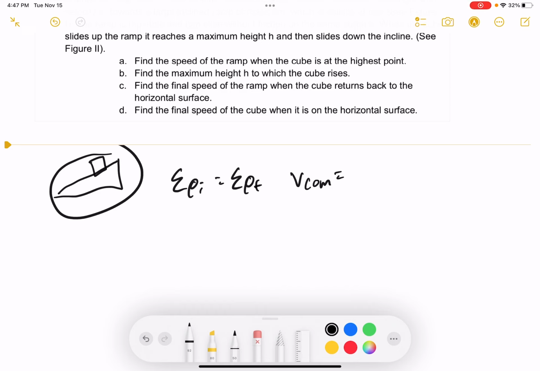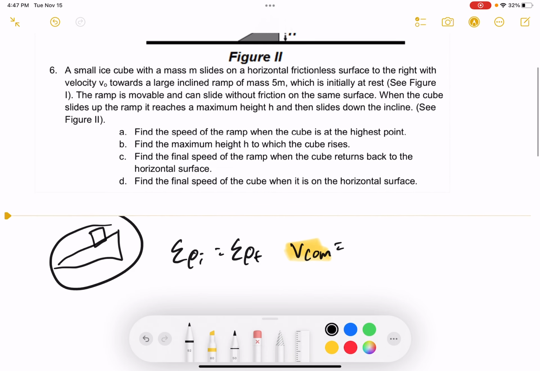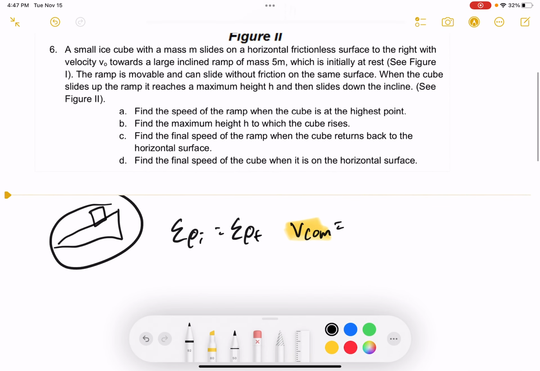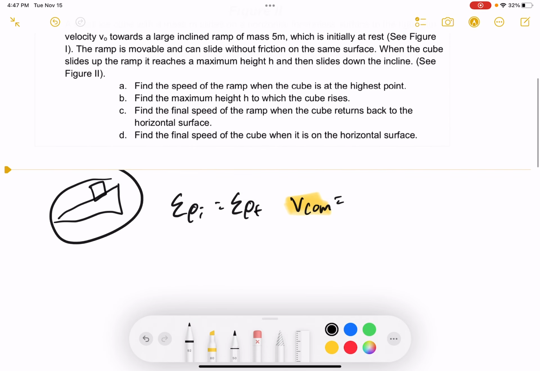So if we can just find this velocity of the center of mass, then we'll know the velocity of the ramp, because they're now moving as just one object, right? There's no motion relative to each other. Okay, so we just need to find the velocity of the center of mass at the beginning, and we know that can't change unless there's an external force, and there's no external force here because there's no friction acting on it.